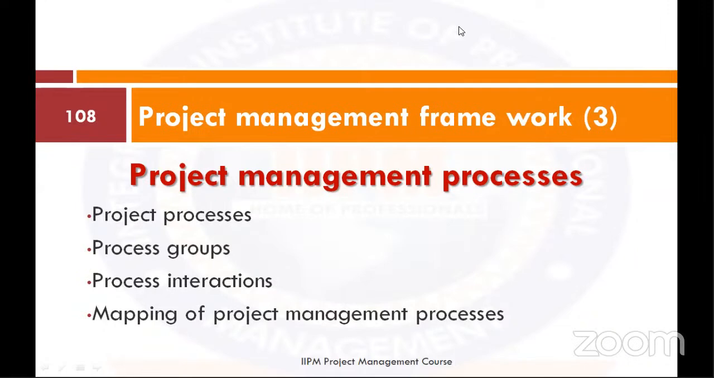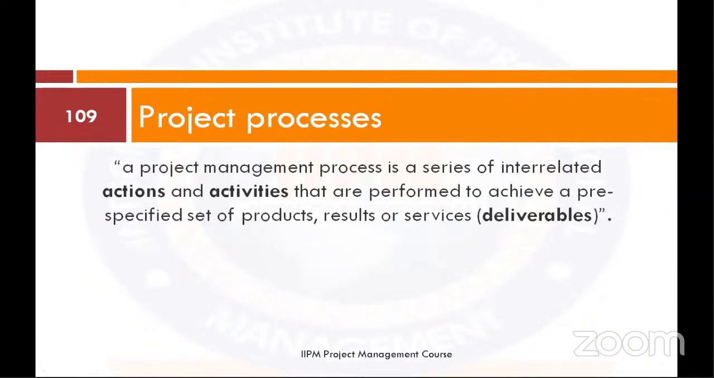Mapping of project management processes. Now let's look at what each of them tries to give us. A project management process is a series of interrelated actions and activities that are performed to achieve a specified set of products, results, or services, or generally called deliverables.